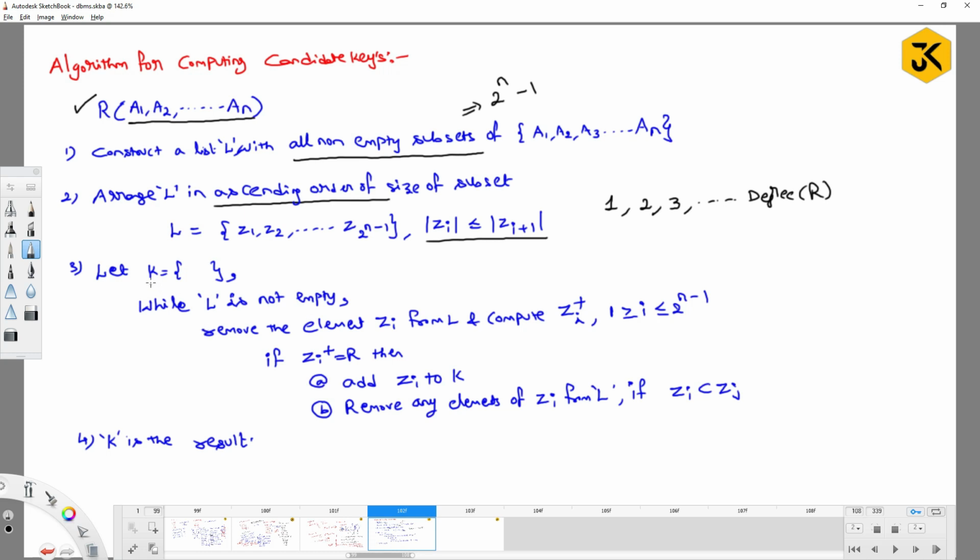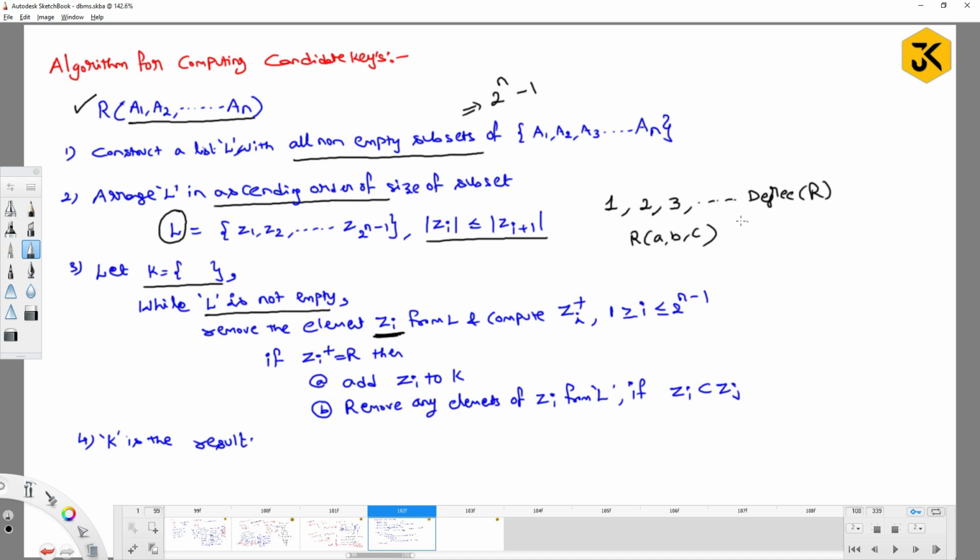For that I just mention one empty set as K, and I need to do the process until this L is not empty, right? That is what I am saying. While L is not empty, I am going to take one element Zi, meaning that first element I will take. See, if you are able to observe, R of ABC, what is the meaning of the first step?